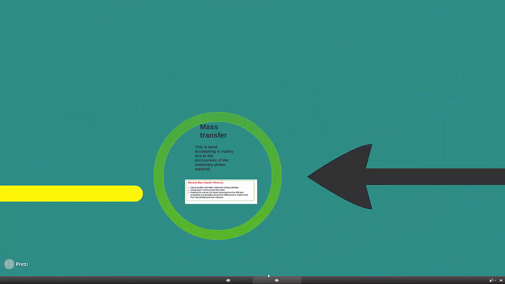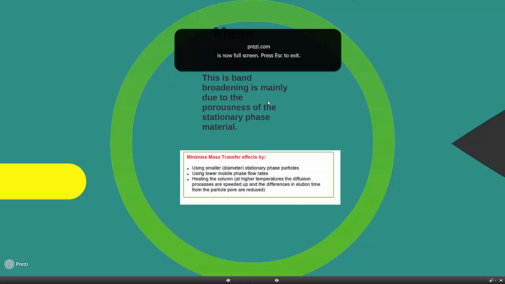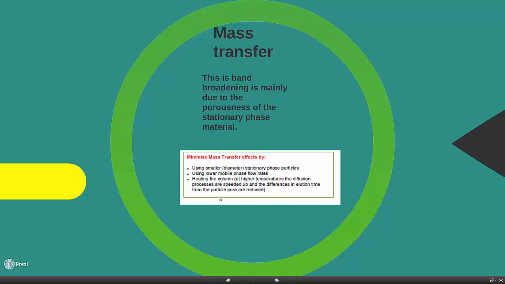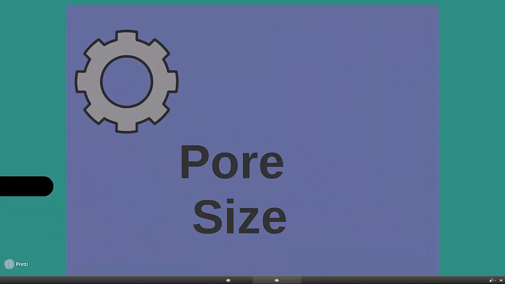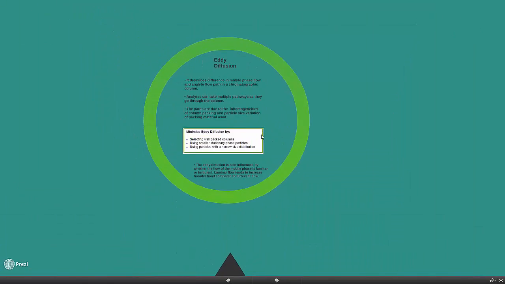And now let's look at mass transfer. Mass transfer is mainly due to the porousness of the stationary phase material. To minimize it, you can use smaller diameter stationary phase particles and a lower mobile phase flow rate, and it depends on core size.